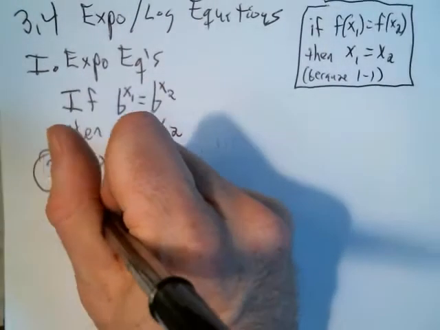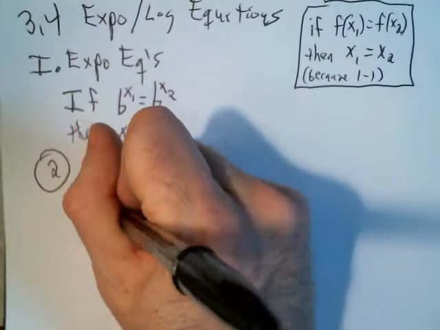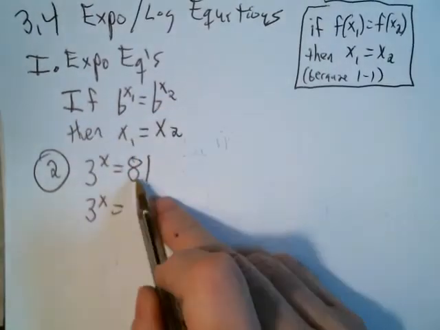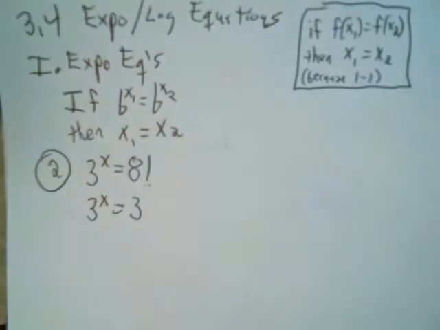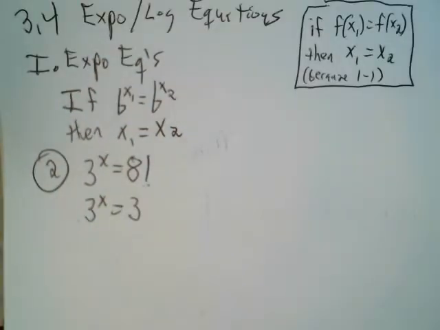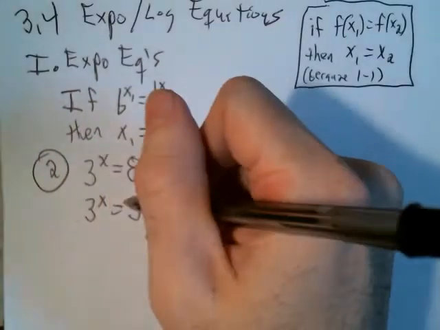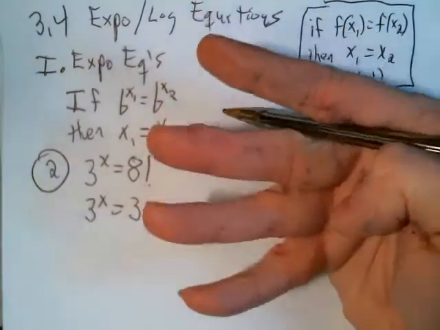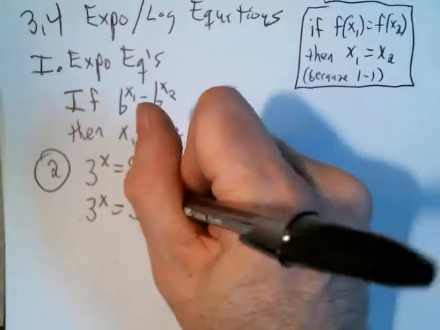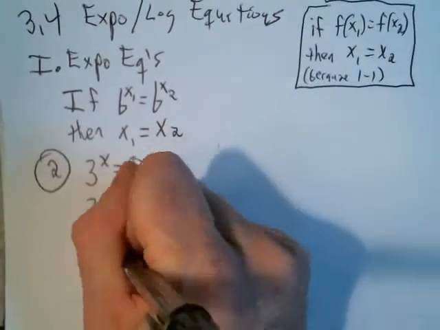Okay, so let's see, 3 to the x, and what we want to do on the right-hand side is to rewrite it with base 3. Okay? So 81, basically you're asking 3 to what power is 81? So 3 times 3 is 9, times 3 is 27, times 3 is 81, so 4. So x is equal to 4.